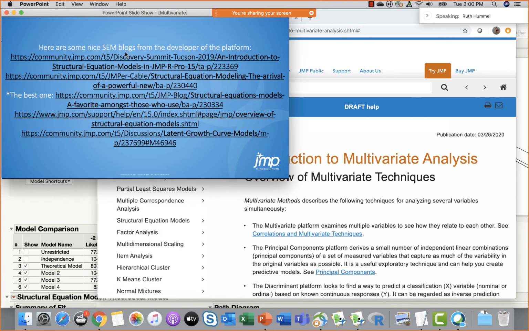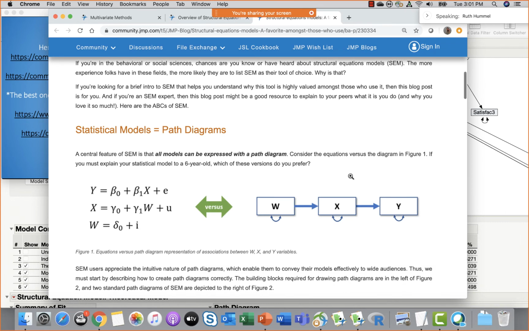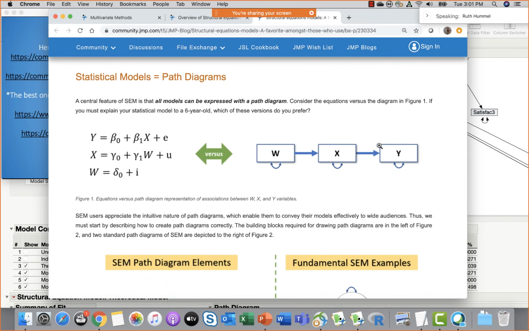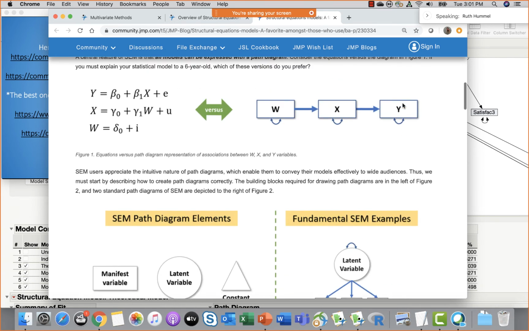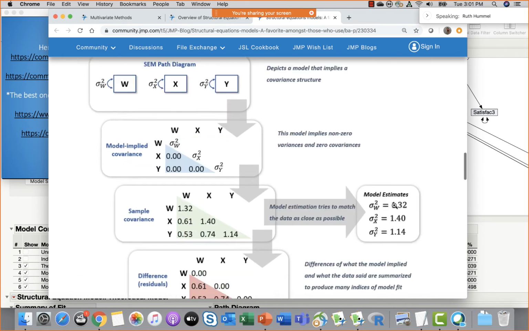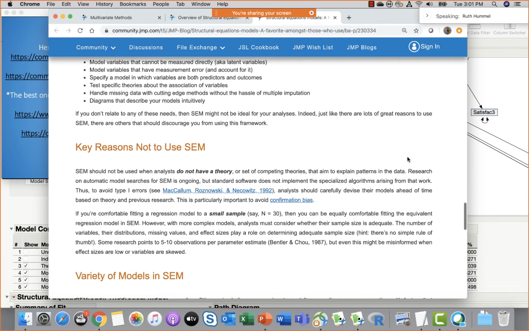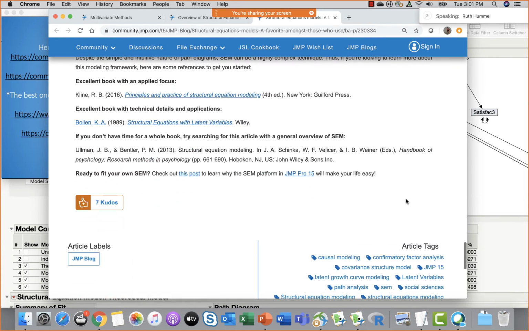And then I'm also including in the slides some really nice blogs. The developer of this platform in JMP for JMP 15 is Laura Castro-Shiloh, and she's written a number of really nice blogs. I love this one, Structural Equation Models, a favorite among those who use them. This blog, super nice if you're teaching. It kind of boils down these basics of what are we really doing. We're really setting up a bunch of simultaneous regression equations that we could represent in a path diagram. So how do we build those? What do those mean? What are you actually doing in the background? What's happening with these correlations and these correlation matrices? And then why would you use structural equation models versus not using them? So this is a really nice blog as well.